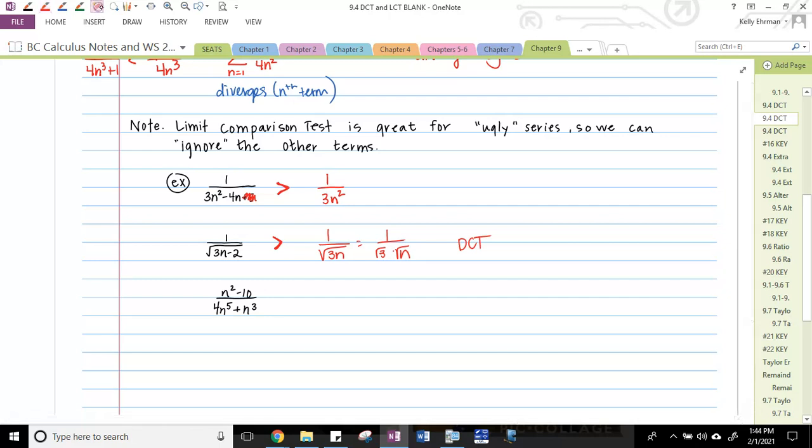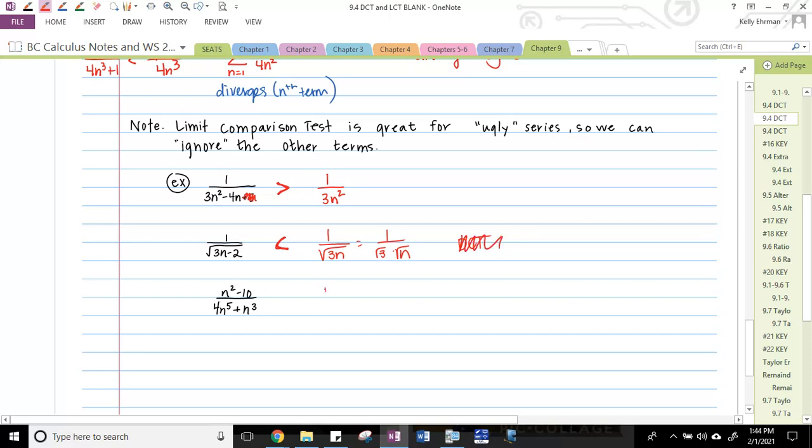Oh, no, wait, you know what? Just kidding. That's a minus 2 down there. So this fraction here has a smaller denominator, bigger overall, excuse me. So yeah, you would need limit comparison.